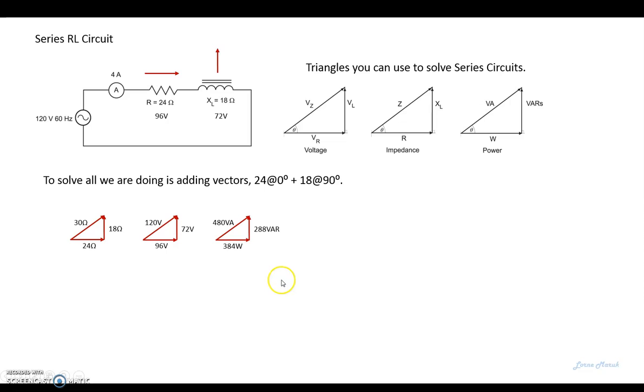We could also go straight to power. We could go I squared times 24 to get 384, I squared times 18 to get 288, or we could go 120 times 4 to get 480. This is a good way to check to see if your math is correct.